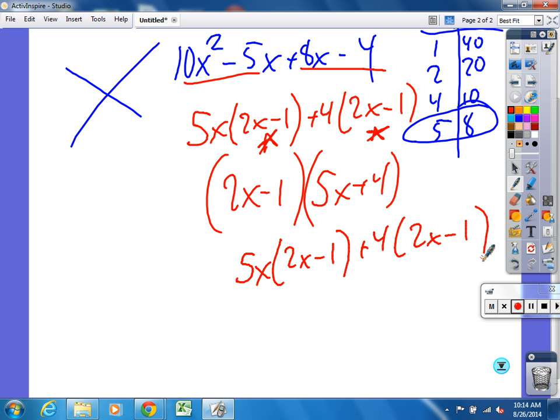With that being said, do the same thing backwards. I take this binomial out. Let me ask you one question. If I had 5xa plus 4a, what do those terms have in common? What would you factor out? What would be left over? It's the exact same thing. You have to think of a binomial as a number. So I pull out that number, 2x minus 1. And what's left over? 5x.